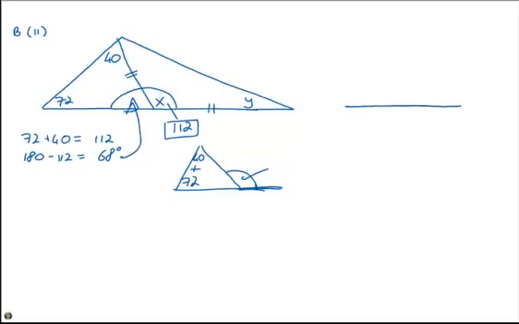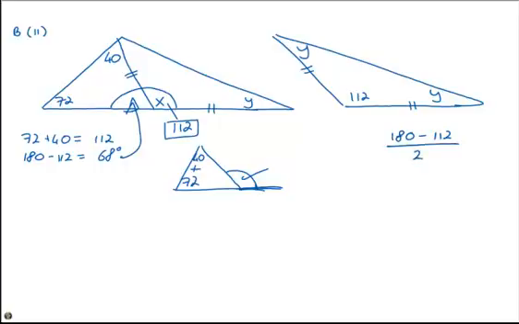Taking the second triangle, the triangle that's over here on the right hand side, you've got Y, 112. But lads, you're told that these two lengths are the same. That means that it's an isosceles triangle, which means those two angles are the same. So you'll say 180 minus 112, and you'll half the answer. So that'll be 68 divided by 2. 34 degrees is equal to Y.